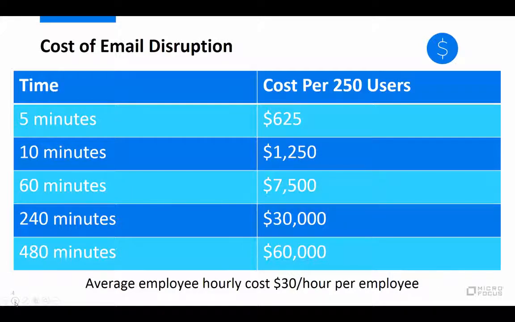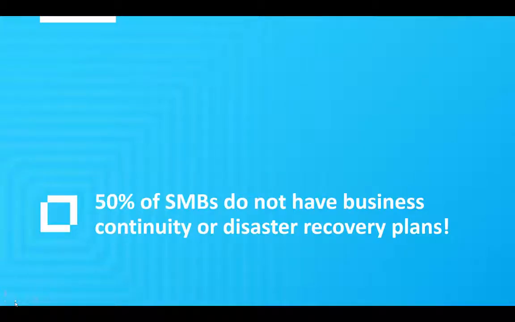So it's really important that your email system stays up and running, and if anything happens, that you have a failover. What's interesting is that a recent survey found that about half of small to medium businesses don't even have business continuity or disaster recovery plans. So I would encourage everyone on this call that if you don't have one, that you work towards getting a disaster recovery or business continuity plan, and that, of course, part of that plan would be to have a solution for your GroupWise email.